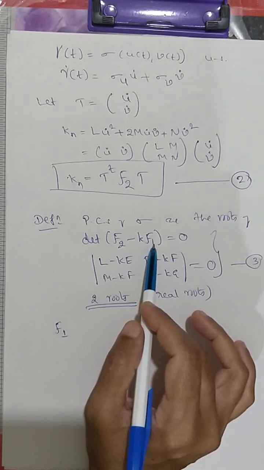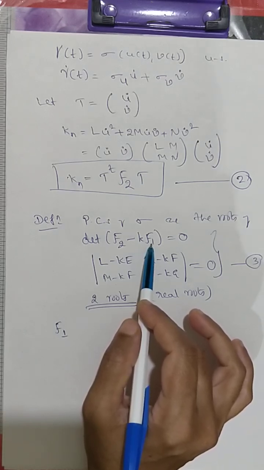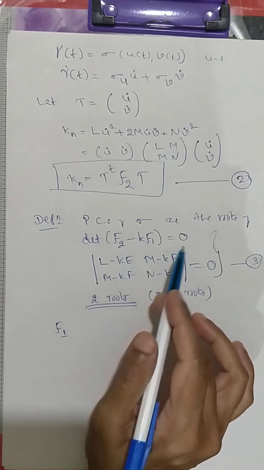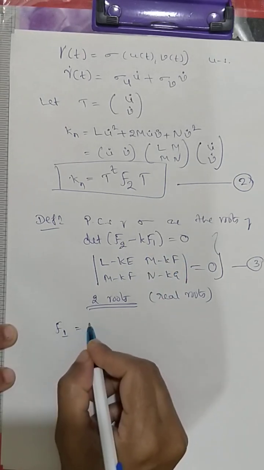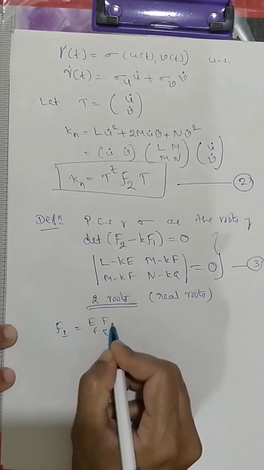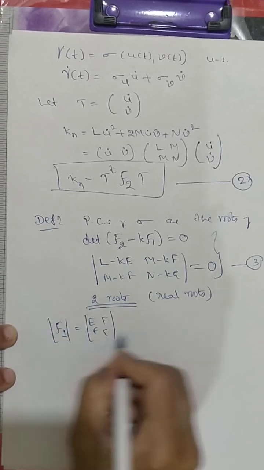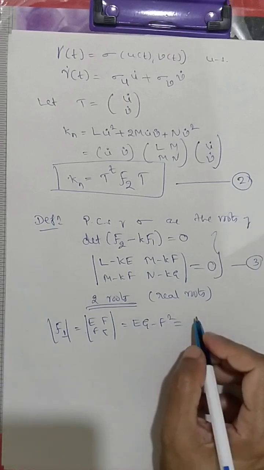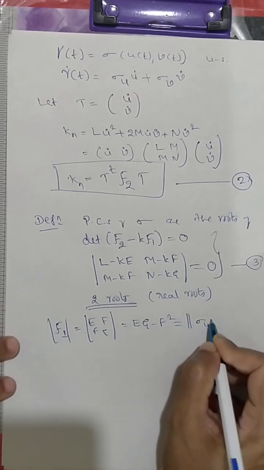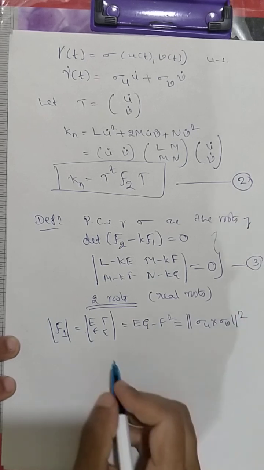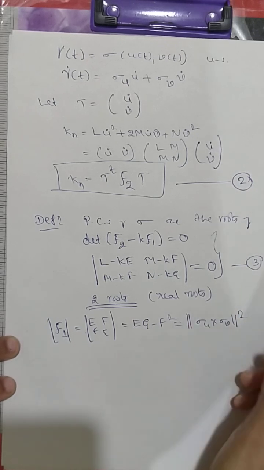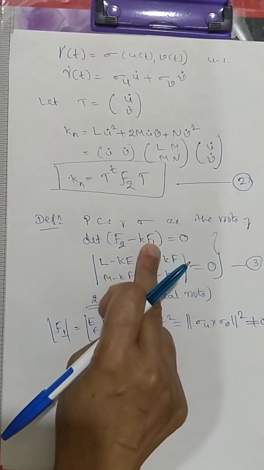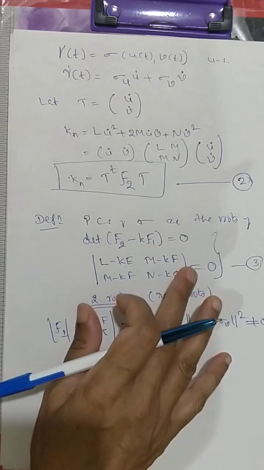If F1 is not the identity matrix, it is always an invertible matrix, right? Why? Because what is F1? F1 is EFFG, and its determinant is EG minus F square. If you remember the earlier formula, it is the norm square of sigma U cross sigma V. And for a regular surface patch, it is never equal to 0. So even if F1 is not the identity matrix, it is always invertible.